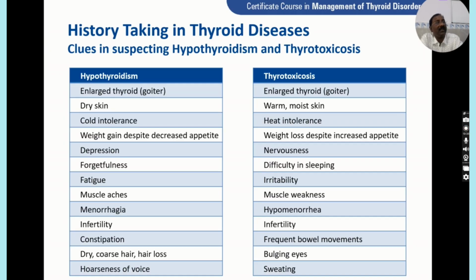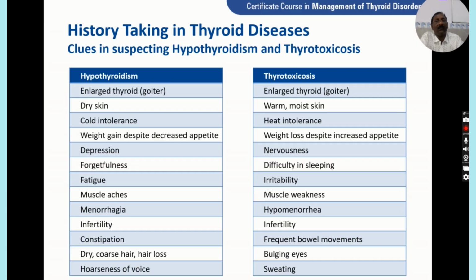Nervousness is a feature in thyrotoxicosis. They will have tremors, difficulty in sleeping, irritability, myalgia, hypomenorrhea, infertility in both hypo and hyper, frequent bowel movements, whereas constipation in hypothyroidism, bulging eyes, ophthalmopathy. So you will have different signs in thyrotoxicosis or Graves' disease and ophthalmopathy. That's very common. And also profuse sweating.